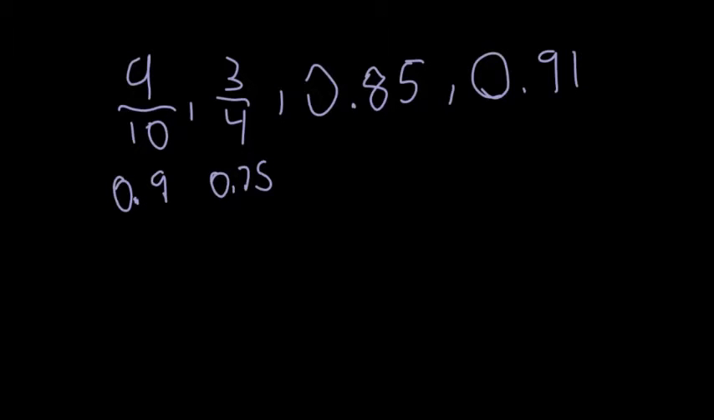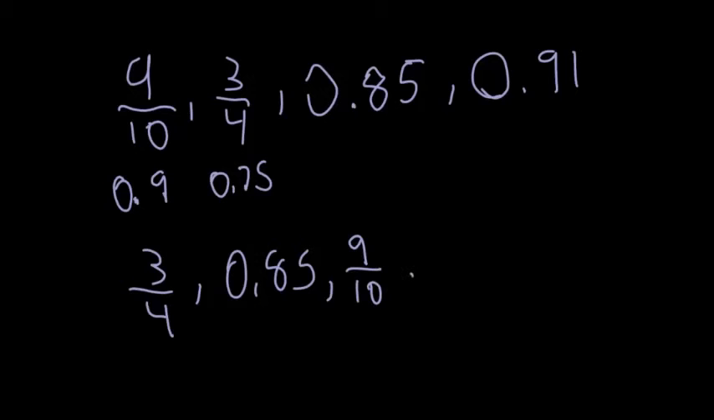So if we're going from least to greatest, my least one there is the 75. So that would be 3/4. Next would be my 85/100ths. Next would be my 9/10. And then last would be 91/100ths. So when you compare and order fractions and decimals, you've got to make them all either fractions or all decimals in order to compare. And then when you rewrite them, always rewrite them in their original format.